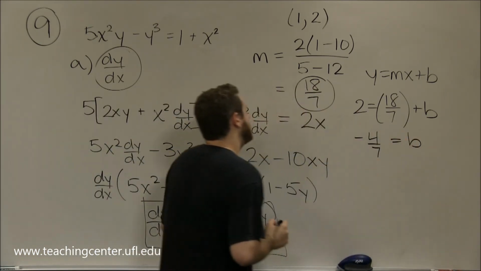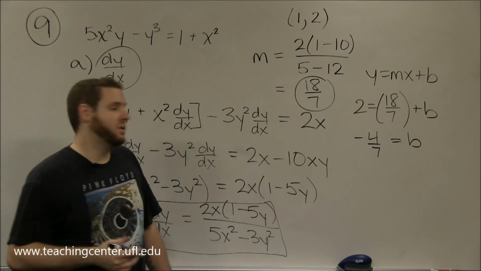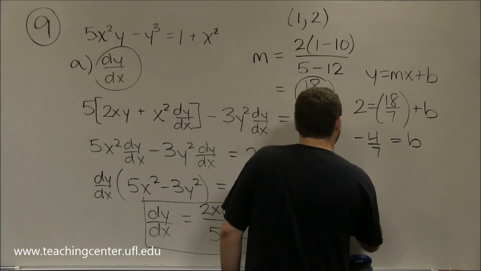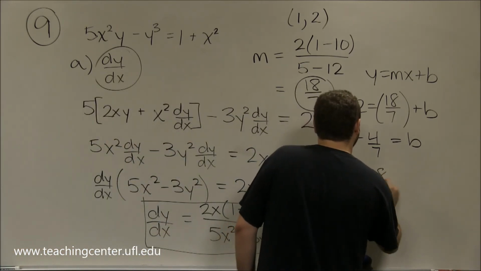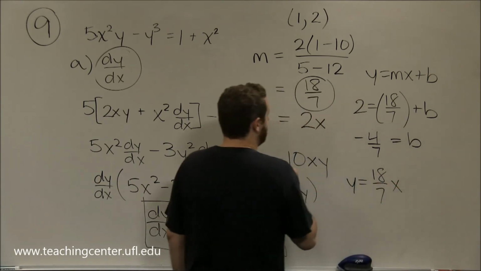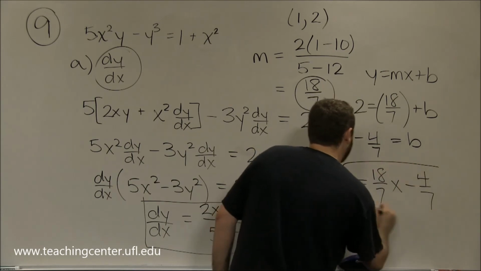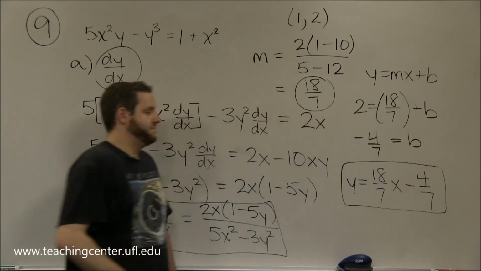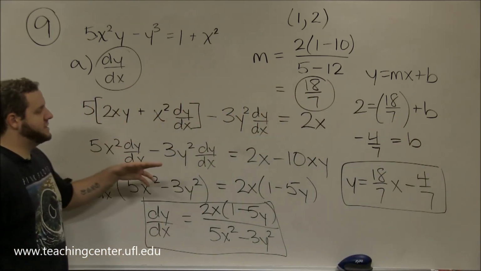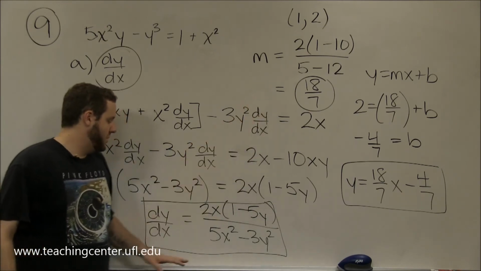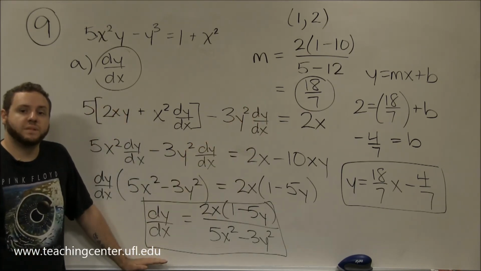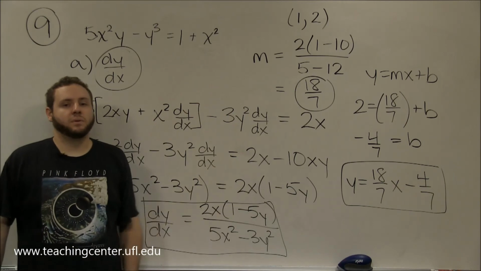So that tells us that the final equation of our line is going to be y equals 18 over 7 x, because that's our slope, and our intercept is minus 4 over 7. So that's the equation of our line given the slope that we got from the dy dx and the point that we were given in the problem.